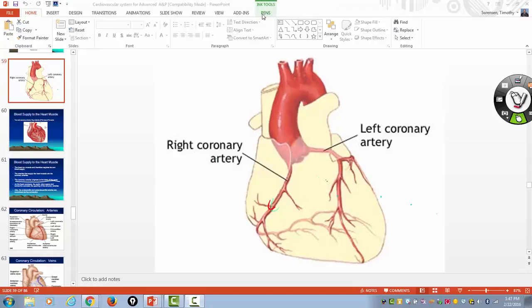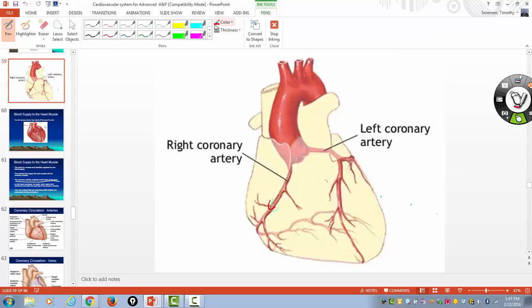Okay guys, today in this short video I'm going to explain how the heart muscle itself, the myocardium, receives its blood supply. The heart is a muscle and it's alive, and therefore, just like any other part of the body, it needs oxygenated blood to survive. The heart muscle itself receives its oxygenated blood through the coronary arteries.